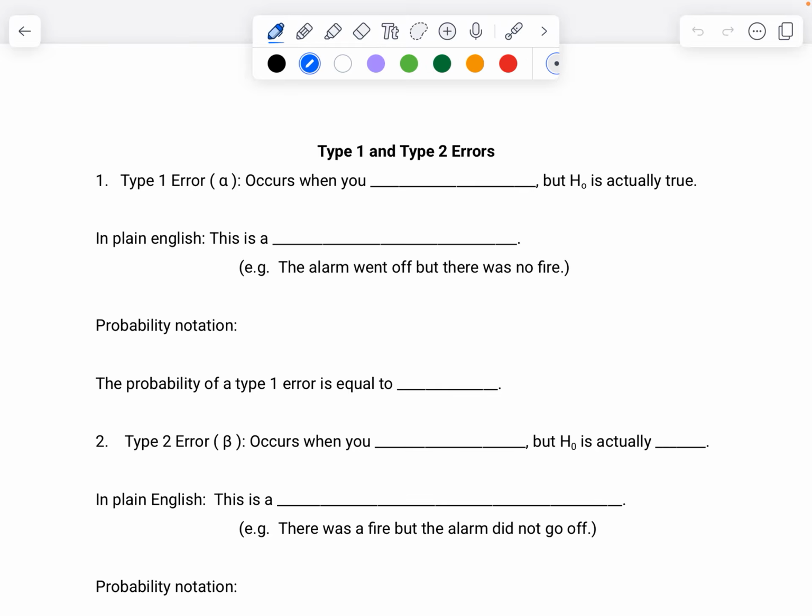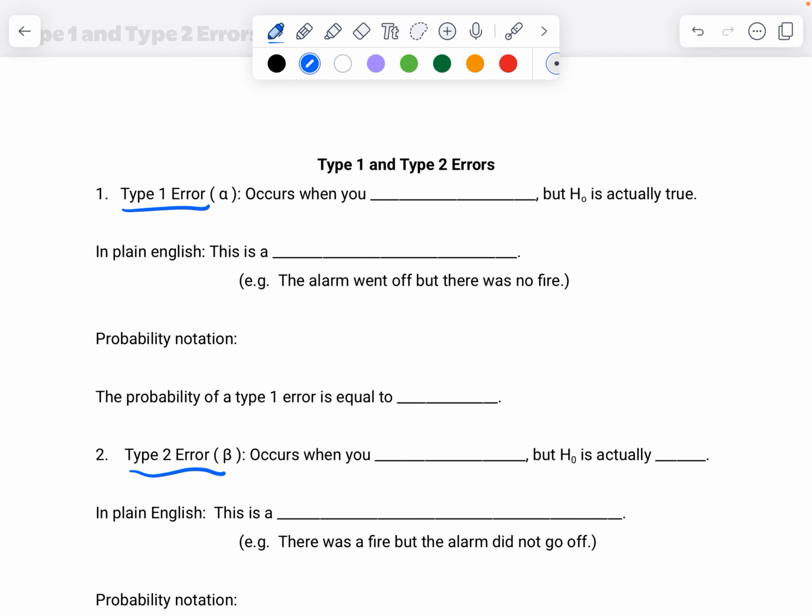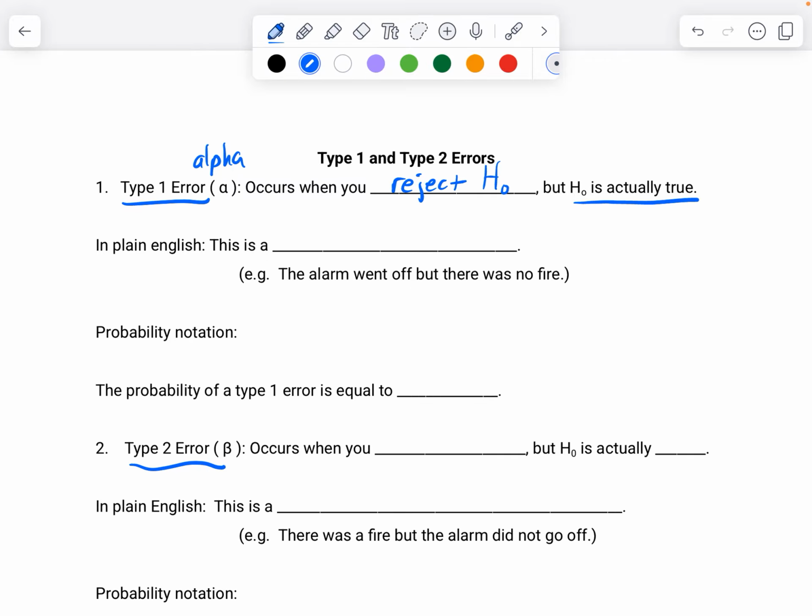There are three different vocab words this lesson. One is a type 1 error, a type 2 error, and the power. A type 1 error is alpha. So we've seen that before. It occurs when you reject H0, which we do often, but H0 is actually true. In plain English, this is a false alarm. The alarm went off, but there was no fire. Or it would be like the boy who cried wolf.